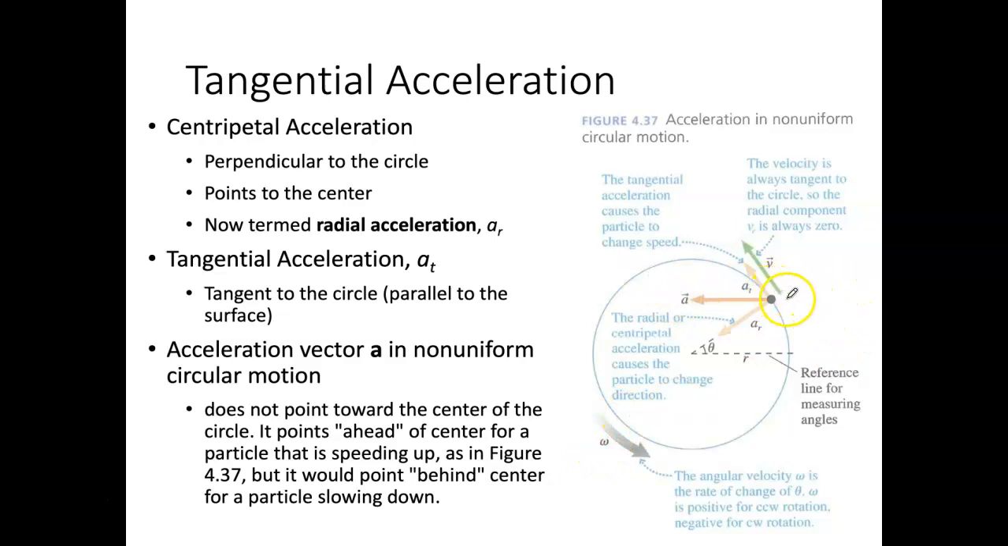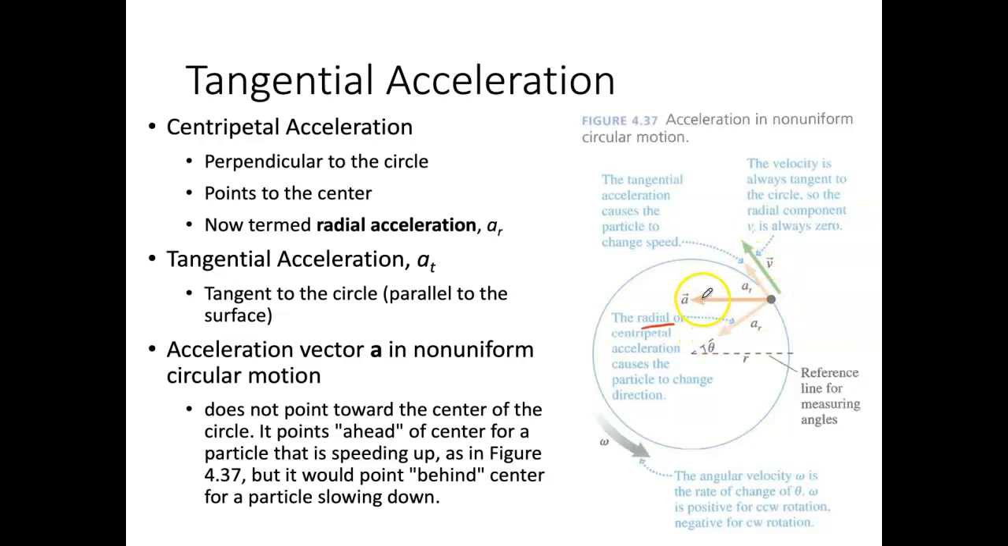So now remember, acceleration going towards the center is called radial. Because we're adding some more things to it, you can still call it centripetal if you want to, but we really want to switch it when we look at tangential acceleration. Tangential acceleration points tangent to the circle. Centripetal or radial acceleration is towards the center.